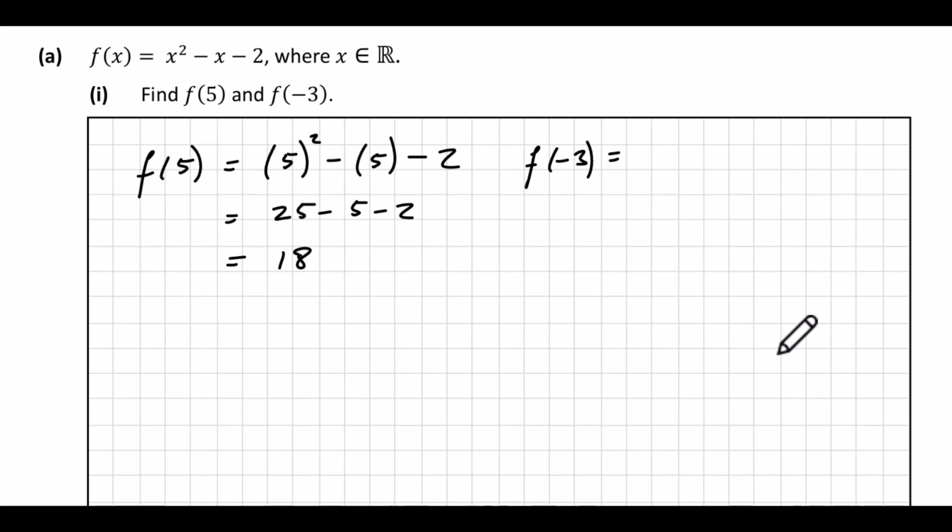Okay, if we do f of minus 3, you do the same thing again. Just take out the letters, put in brackets and put in minus 3 in the brackets. So it is minus 3 squared, minus minus 3, and then minus 2. So minus 3 squared is 9. Minus minus here is plus 3, and then we've got minus 2. So that will just give us 10. So that's part 1 done.